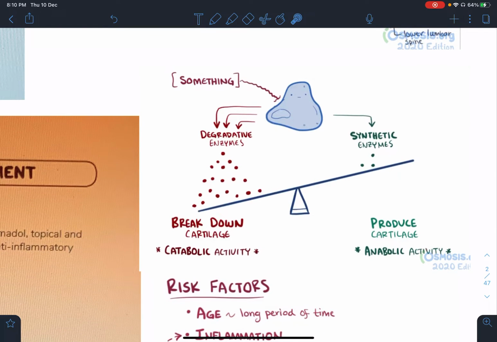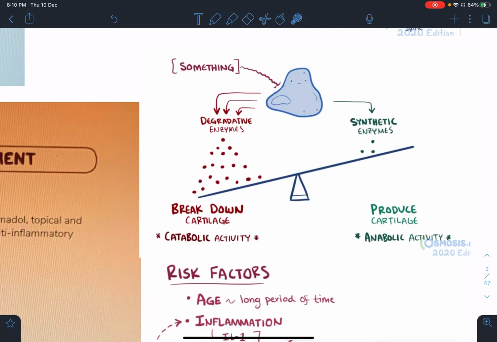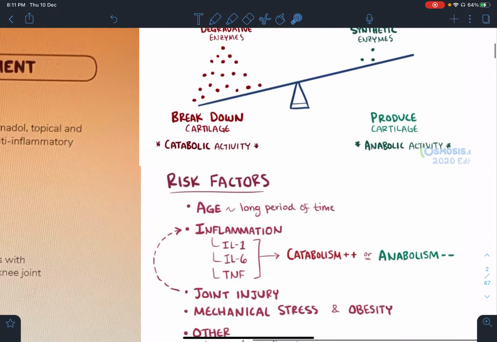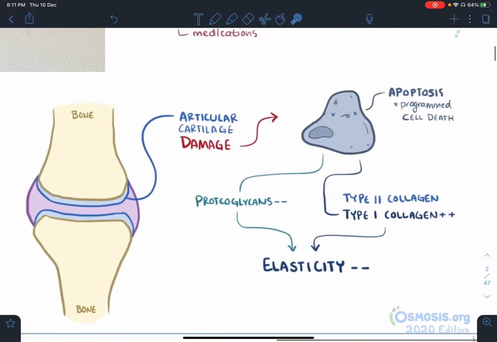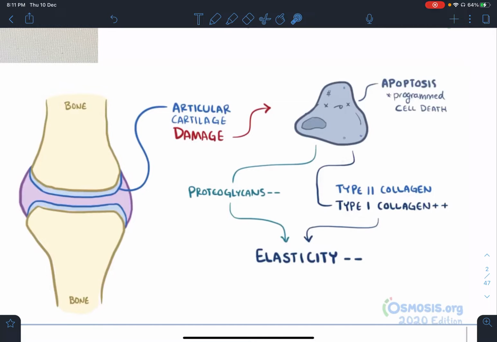Normally, in normal cells, anabolic and catabolic activity should be the same. But something is causing these cells to disrupt the balance between these activities. So before I move on to the risk factors, let's talk more about the pathophysiology. The something is going to cause the chondrocytes to suddenly switch from making type 2 collagen to type 1 collagen.